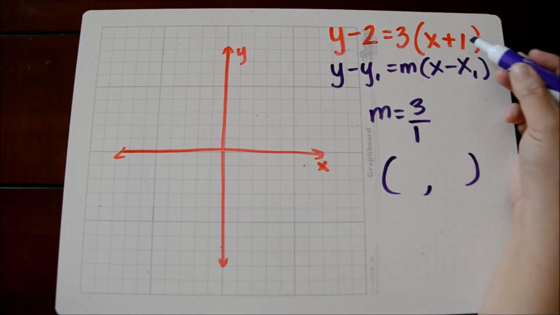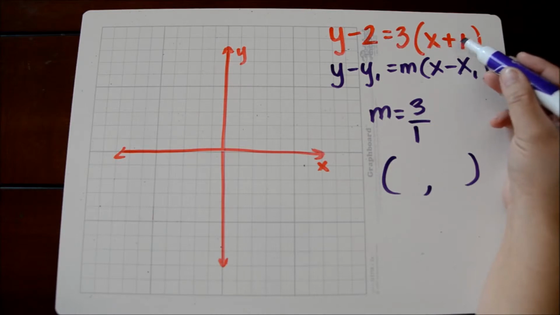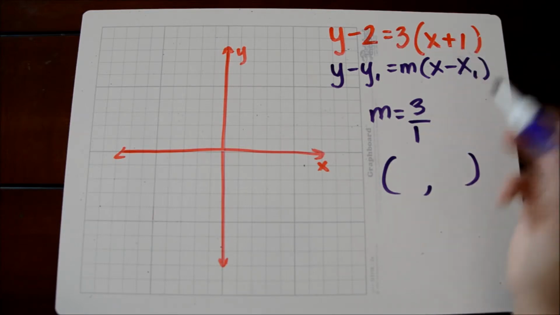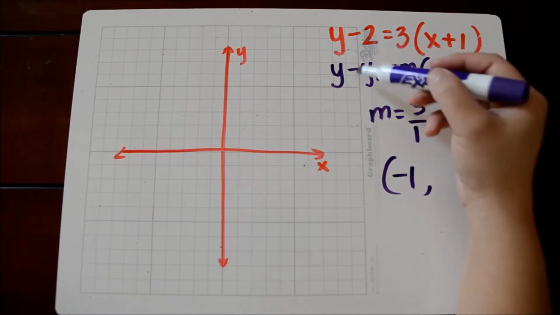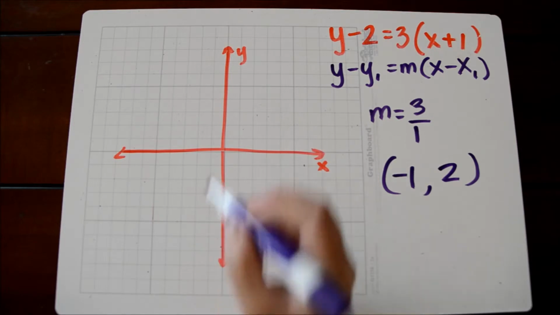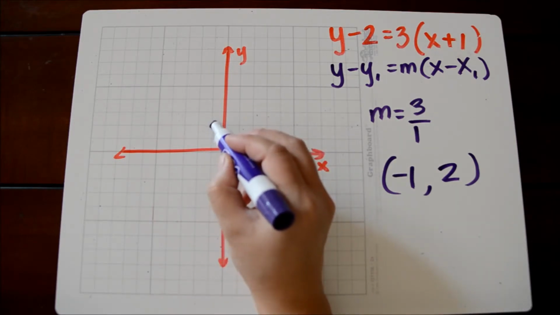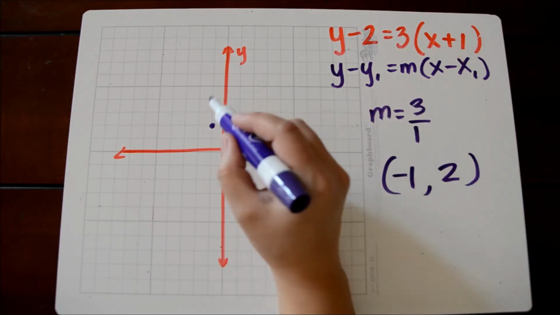And then our point, our x1, it says plus 1, but since there's already a minus in the form, it's actually minus a negative. That's how it became positive. So this is actually a negative 1. And over here, our y1 is actually going to be positive 2 since it already has that minus sign in the form. So we're going to plot our point at -1, 2, and we're going to use our slope of 3 to finish our graph.